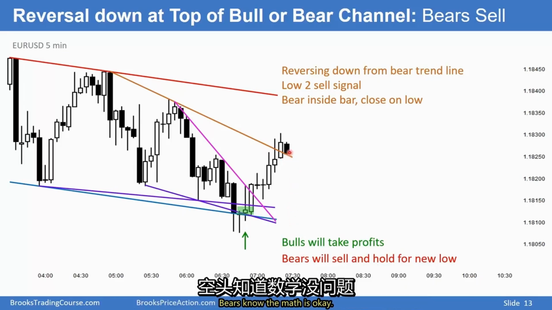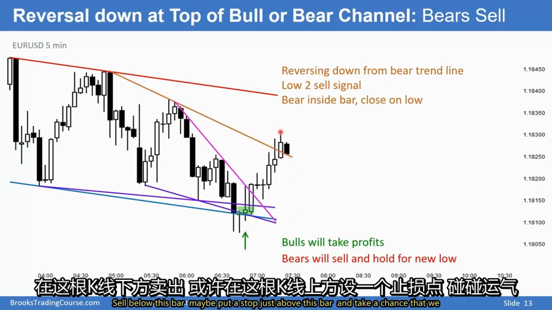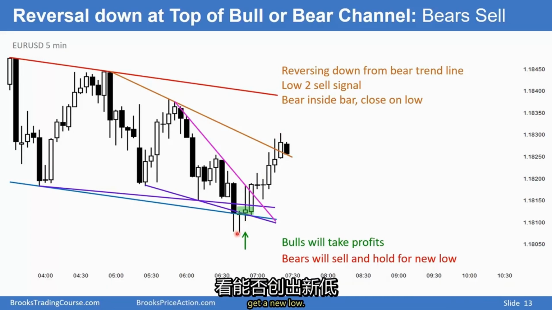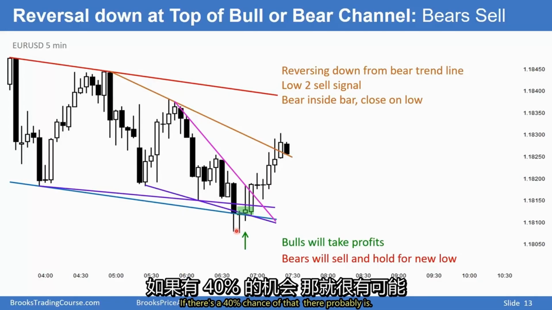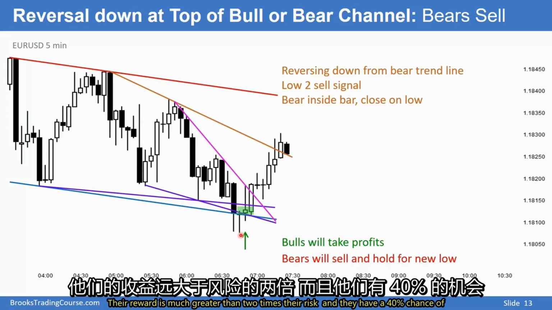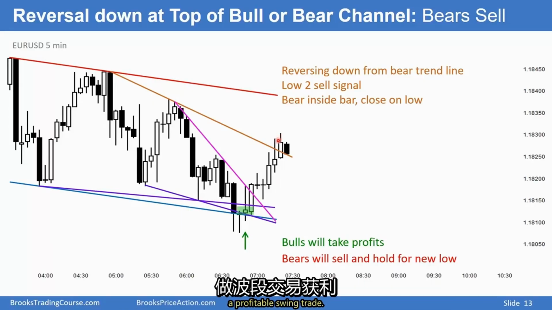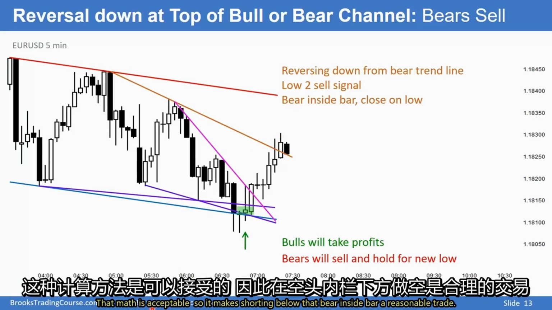Bears know the math is okay. Sell below this bar, maybe put a stop just above this bar, and take a chance that we get a new low. If there's a 40% chance of that, there probably is. Their reward is much greater than 2 times their risk, and they have a 40% chance of a profitable swing trade. That math is acceptable, so it makes shorting below that bear inside bar a reasonable trade.